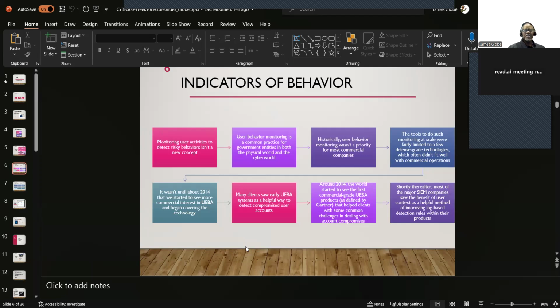Many clients saw early UEBA systems as a helpful way to detect compromised accounts, when account credentials had been stolen and they were doing enormous activity. Around 2014, the world started to see the first commercial-grade UEBA products, as defined by Gartner, to help clients with some common challenges in dealing with account compromises. So remember that. And how do they do that analysis? They ingested all of that behavior or activity into a SIEM, a security incident and event manager, to do the analysis.